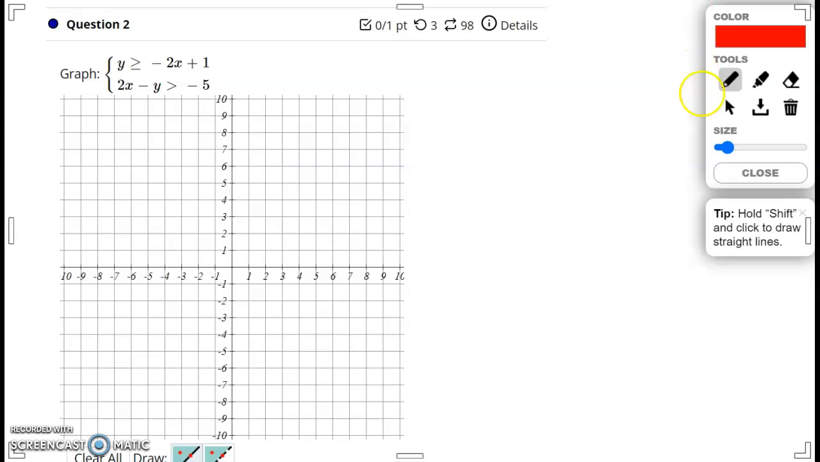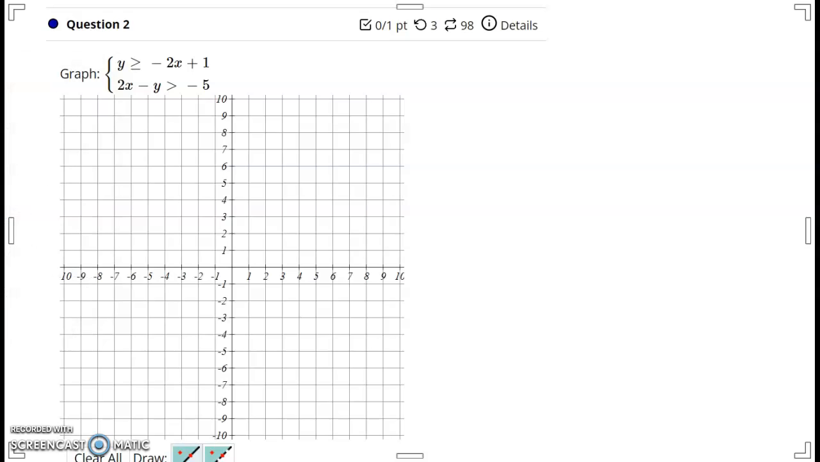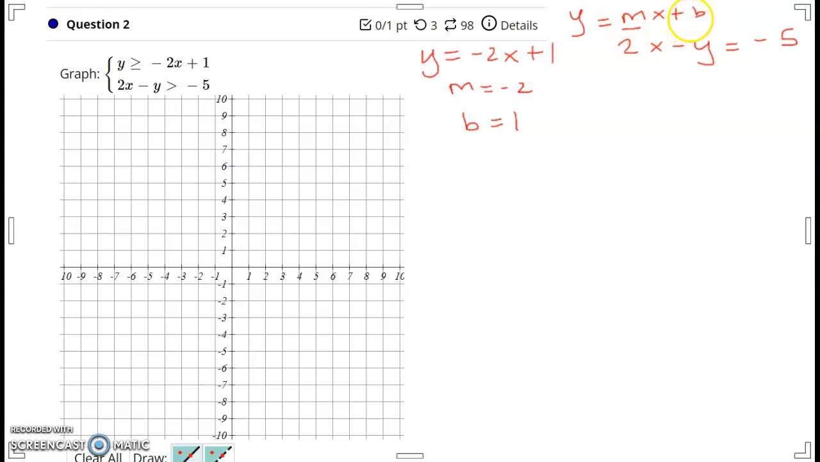So number 2, the first thing we're going to do is graph both of these lines. Okay, so I'm just going to look at the lines first, like y equals negative 2x plus 1, and then the other one, 2x minus y equals negative 5. So to graph this one, we can see it's in y equals mx plus b form. And so I'm just going to find the slope, which in this case is negative 2. The y-intercept would be 1, because remember we're using the y equals mx plus b form, where m is the slope, b is the y-intercept. So anytime it's solved for y, I always graph it like this.